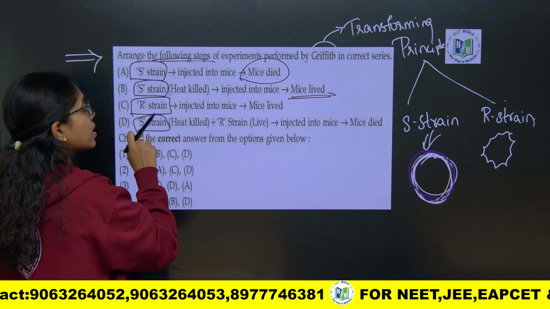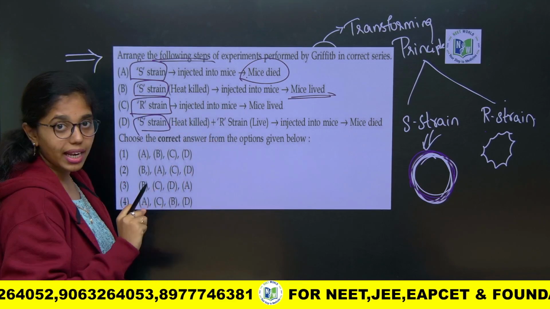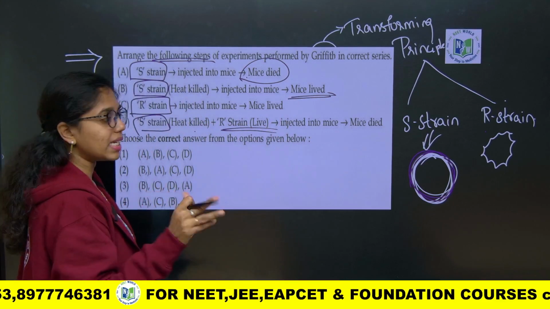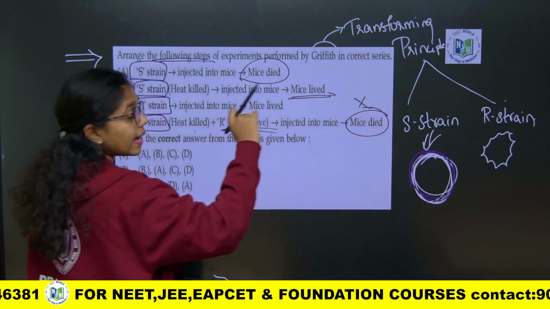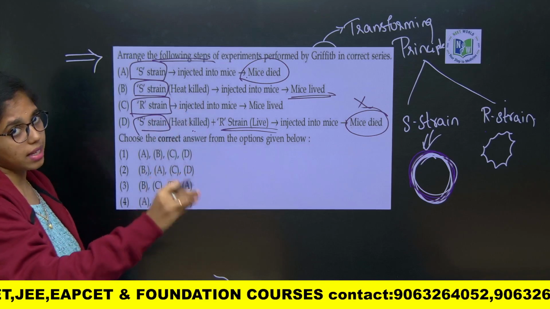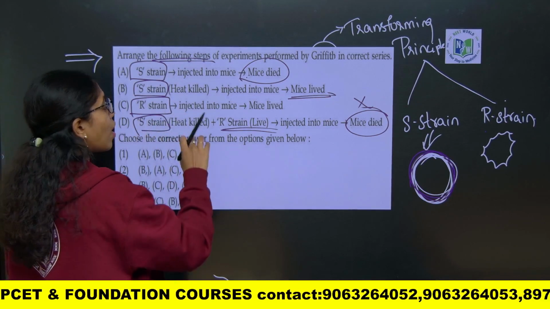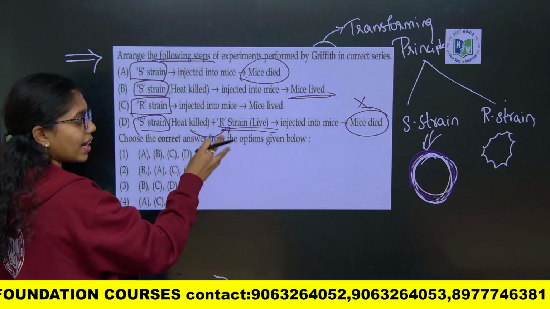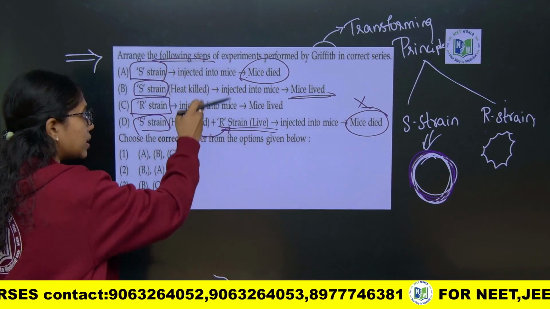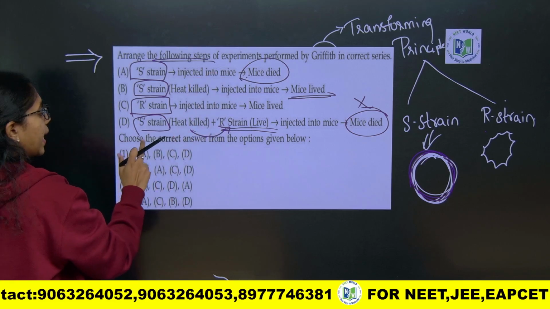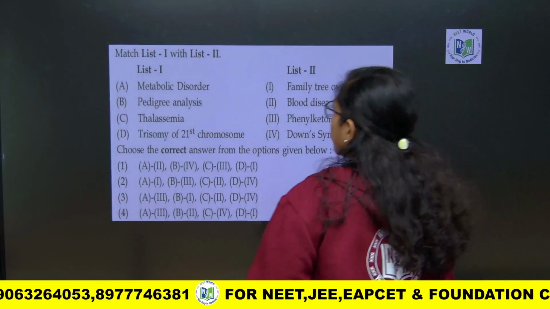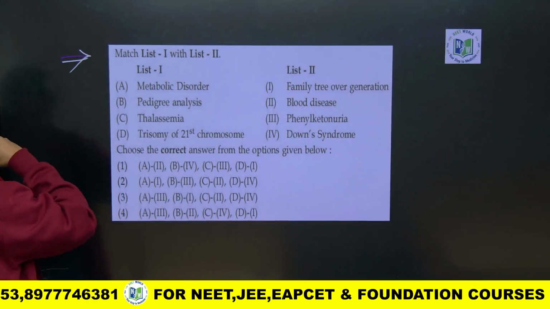Next, S strain that is heat killed and R strain which is live, when injected into the mice, the mice is dead again. In this final step he observed that something is being transformed from the heat killed S strain to the R strain, which is leading to the death of the mice. So the consequent steps are in this order only. So we have to choose A, B, C and D, that is option 1.